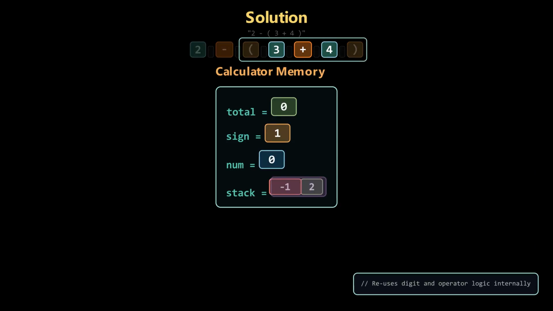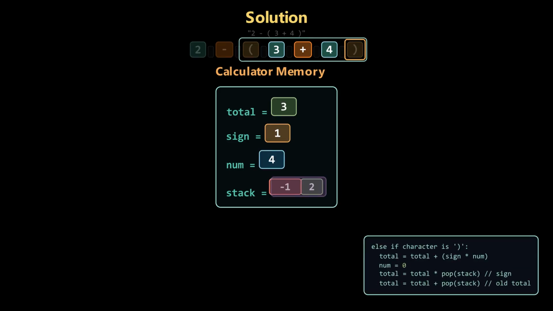Now we process the interior elements exactly like a normal expression. The digit 3 updates our number, the plus sign pushes it into our internal total, and the digit 4 populates our number builder again. We stop the moment we hit the closing parenthesis. The closing parenthesis signals the end of the subproblem. First, we complete the final addition inside the brackets, bringing our inner total to 7.